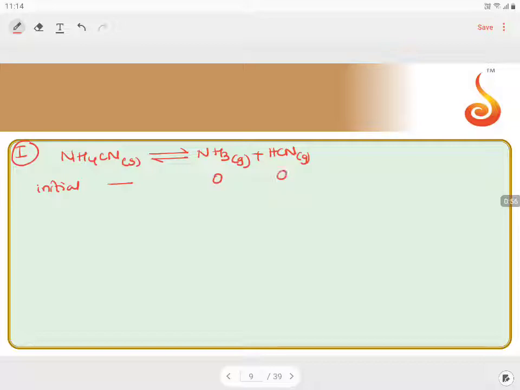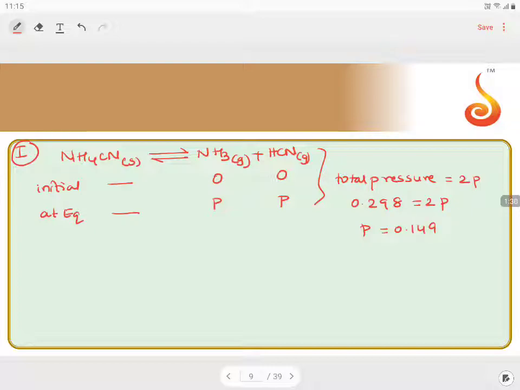Initially 0, 0. At equilibrium, this NH4CN decomposes to give P, the partial pressure of NH3, and P, the partial pressure of HCN, such that the total pressure will be equal to 2P. The total pressure given to us is 0.298. This will be equal to 2P. So the pressure P will be equal to 0.149 atmospheres.